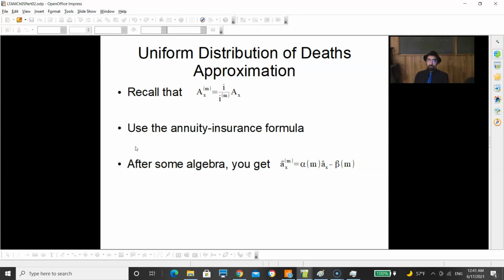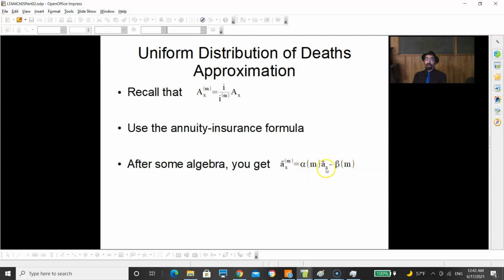So one last thing. Uniform distribution of deaths approximation. You may recall that a sub x super m is i over i super m times a sub x. If we use the annuity insurance formula, a lot of algebra happens. I actually won't walk you through the entire derivation unless somebody specifically requests it in the comments. But you'll eventually get a double dot sub x super m equals some function that depends only on m times a double dot sub x, minus some other function of m.